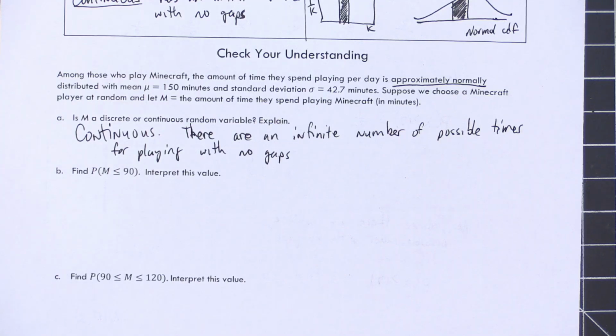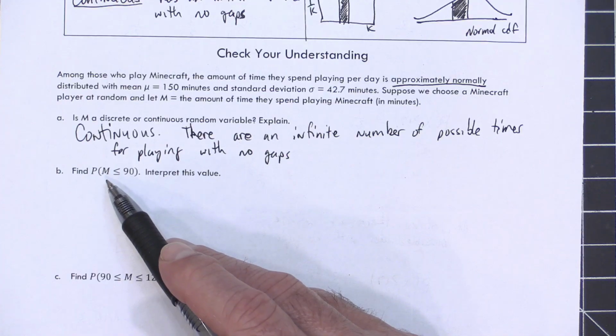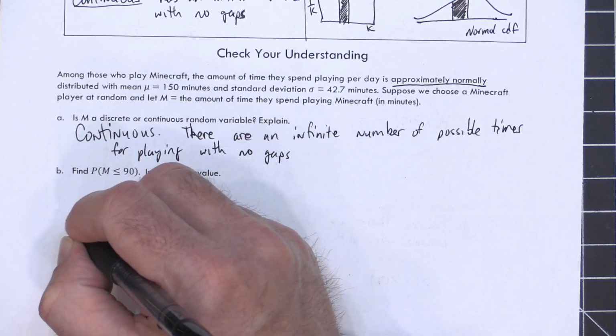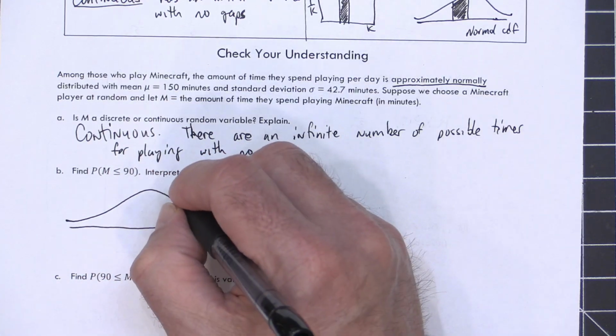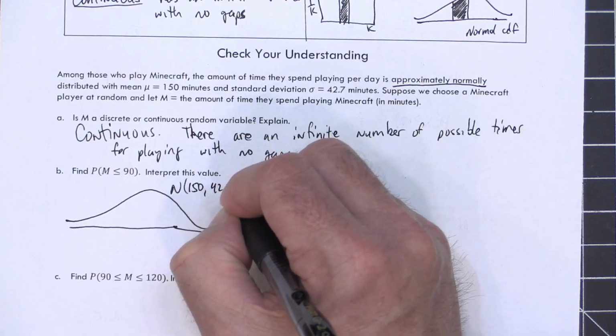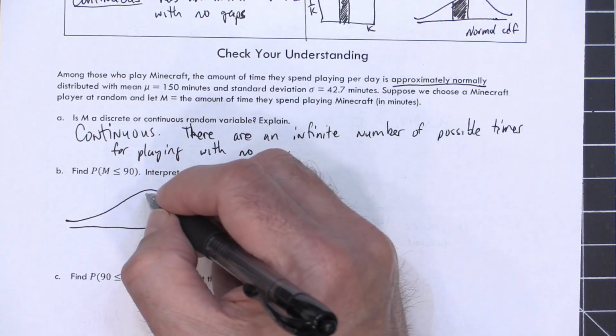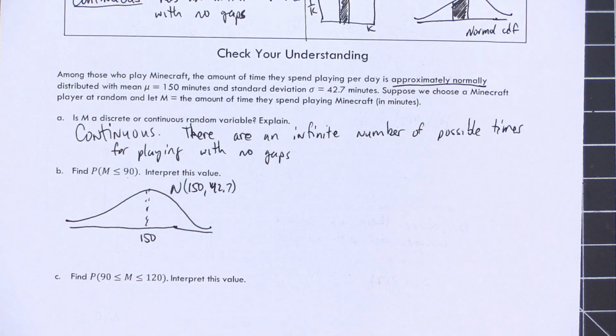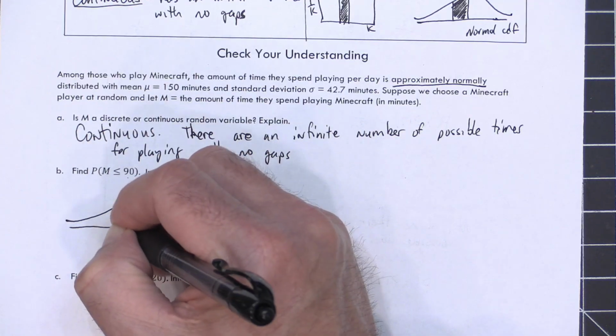So it's continuous, okay? Now it says, find the probability that a randomly selected Minecraft player plays less than 90 minutes. So remember, this is just a normal curve. It says approximately normal. It tells me that the mean is 150. The standard deviation is 42.7. And so now, let's just put 150 in the middle here. Less than or equal to 90. So I'll give you a minute to catch up with me here. So less than or equal to means to the left. So I've just got to put 90 to the left here.